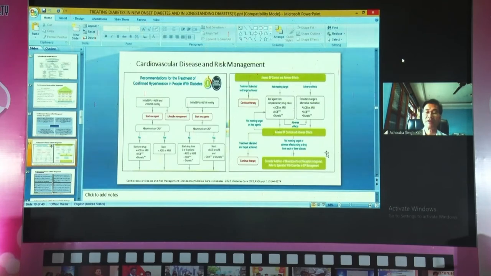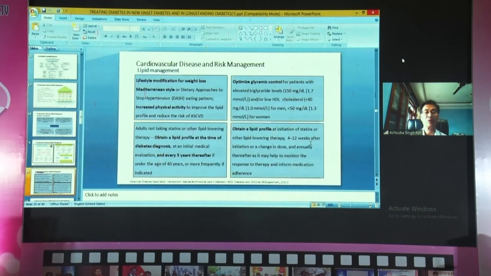That may be resistant hypertension, so we have to resort to these agents in the steps forward. Lipid management is important. As we all know, we have to get the targets for optimal glycemic control. Then we have to have certain levels of lipids. I think there is nothing new here.